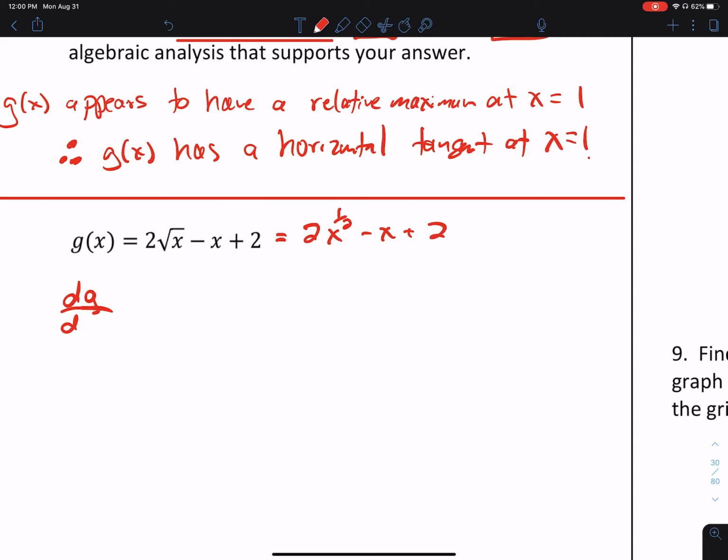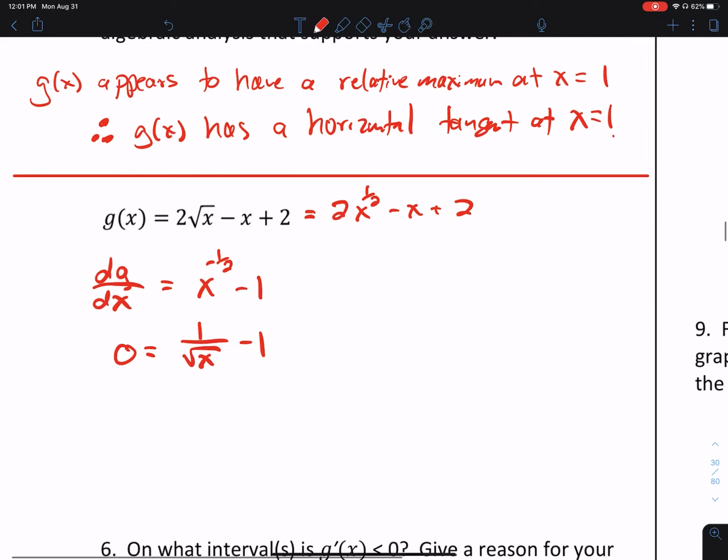So the derivative of g with respect to x, this is Leibniz notation. Take the exponent of 1/2 and multiply it by 2. 2 times 1/2 is 1. Subtract 1 from the exponent. 1/2 minus 1 is negative 1/2. This next term, derivative of negative x, is minus 1. Derivative of 2 is 0, so I don't need to write the 0. Once I found the derivative, I need to set it equal to 0. And I'm going to rewrite this back into radical form. You don't have to. I'm choosing to because it's easier for me.